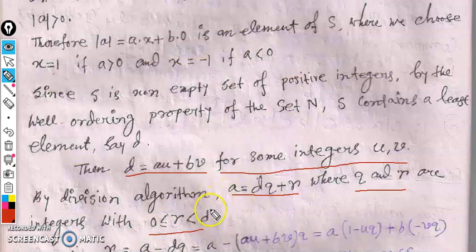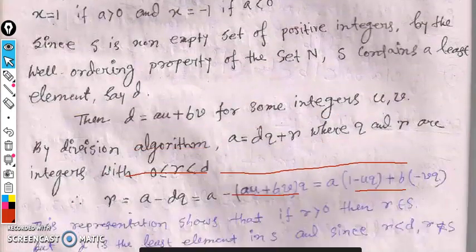When we consider the division algorithm, here we do not write mod D, because D itself is a positive integer, so we need not mention the modulus. Exactly for that reason, r lies between 0 and D. The question is, what should be the value of r?